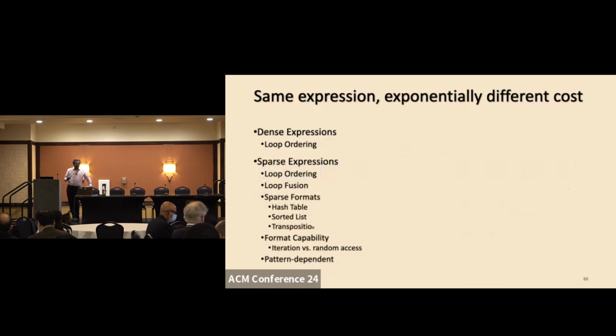In the sparse world, there are many different choices. If you make the wrong choice, you can be asymptotically worse. Loop fusion, also the formats: if you choose the wrong format, you can be asymptotically worse. So you have a lot of choices, and it doesn't matter what the input is, you are asymptotically slow.